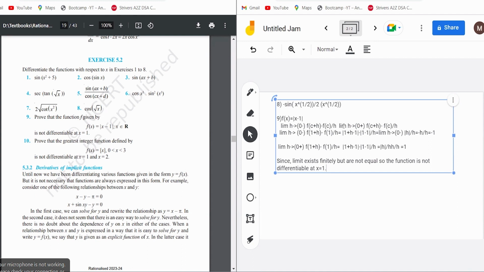ठीक है, तो आई होप समझ में आया होगा। सिंपल क्वेश्चन था, कुछ नहीं किया मैंने, सिर्फ लिमिट की डेफिनेशन लगाई है। लिमिट की डेफिनेशन क्या होती है, लिमिट नहीं, डिफरेंशिएबिलिटी की डेफिनेशन लगाई है। A function is differentiable if limit of h tending to 0 f of x plus h minus f of x divide by h exist, and if we have to calculate LHL and RHL, then both must be equal. So if these conditions exist, then the function is differentiable at that point. Otherwise, it is not differentiable.